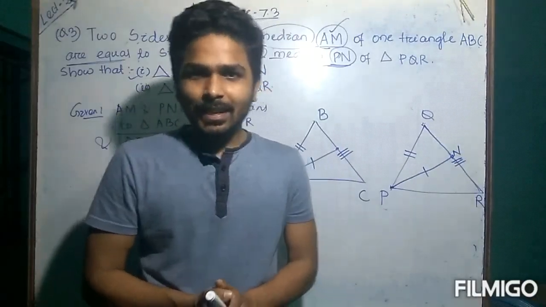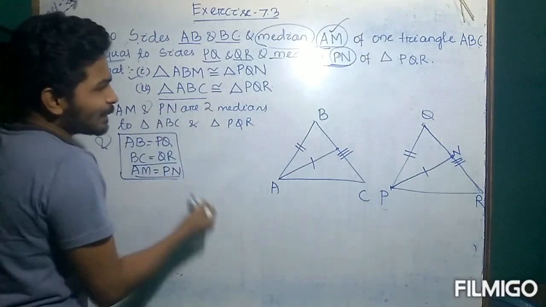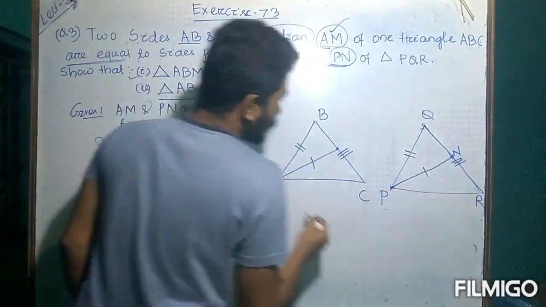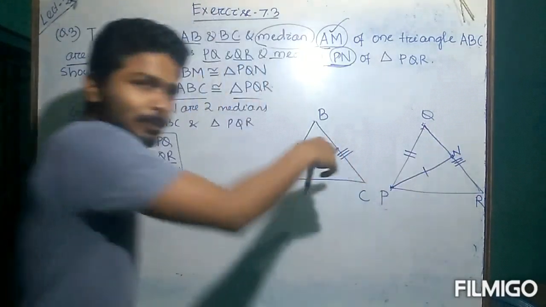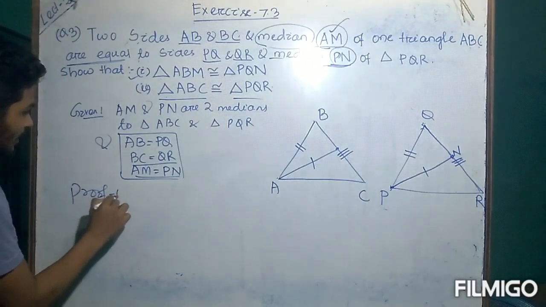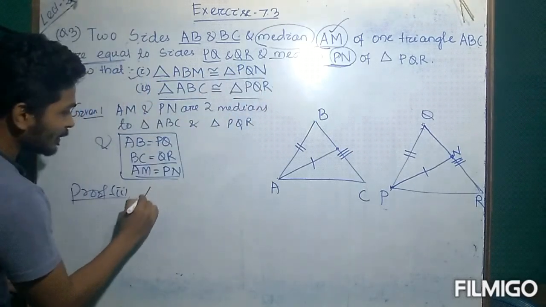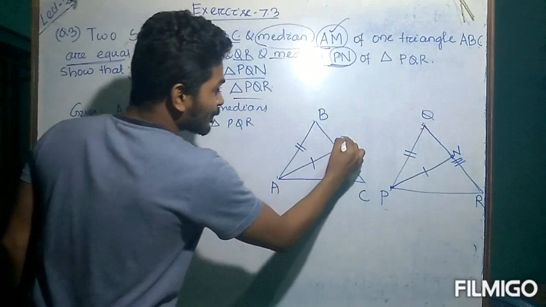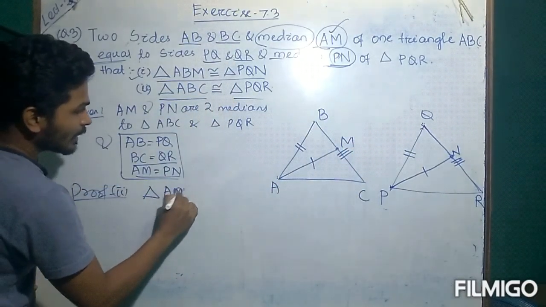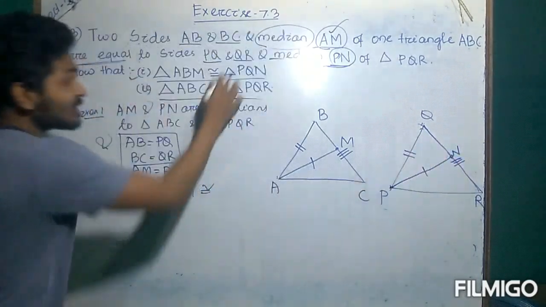So let's prove the second statement. The second statement that we want to prove is triangle ABC. This triangle is congruent to the triangle PQR. Okay, this triangle is congruent to this triangle. We have to prove it. How? Let's prove. Okay, since from the first statement we have proved that triangle ABM is congruent to which triangle? To the triangle PQN. This is already proved.